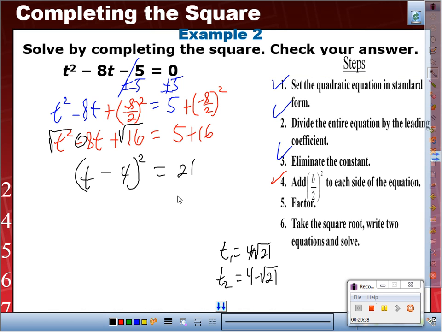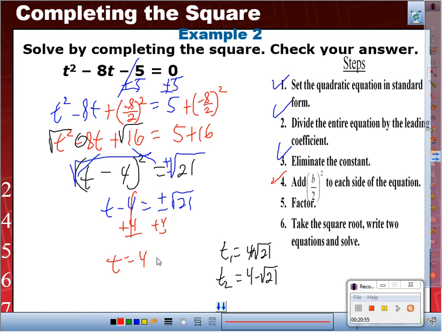this is 21. To get rid of the square, we do the square root, plus or minus. So therefore we have t minus 4 equals plus or minus square root of 21. From there we add 4 to each side. T equals 4 plus or minus square root of 21. And that's where we write two equations, and we're done.